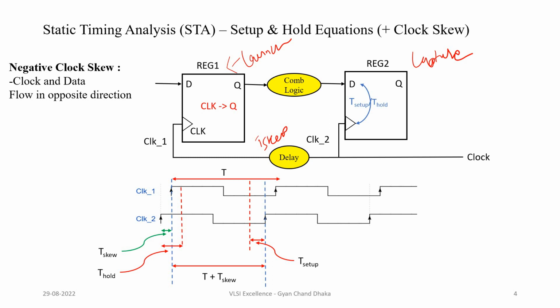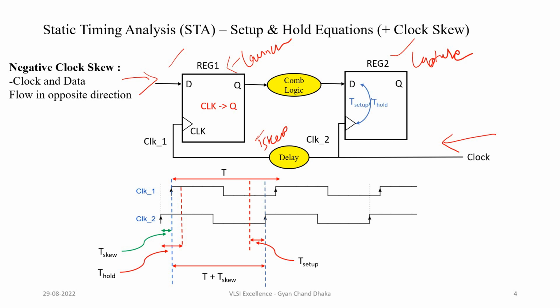But the data is always launched by the launch flip-flop and captured by the capture flip-flop. So if you see here, the data direction is from left to right, but the clock direction is from right to left. So in these situations, the clock skew, which is introduced by the delay elements between the clock of the capture flip-flop and the launch flip-flop, is nothing but called negative clock skew.